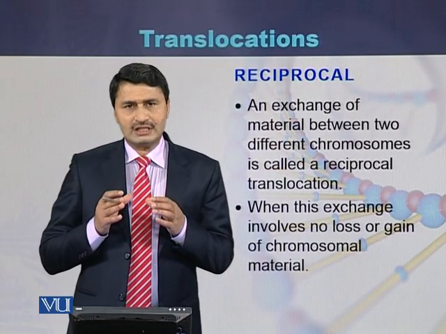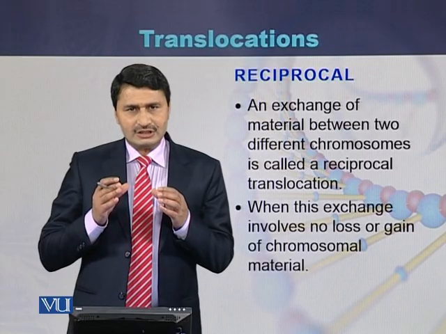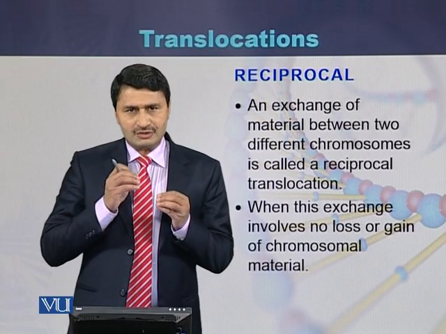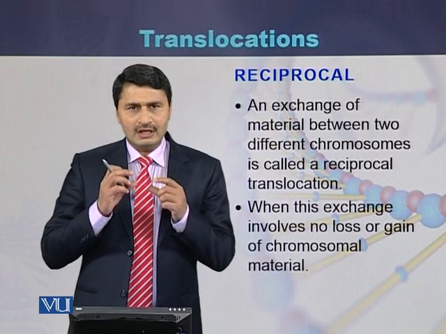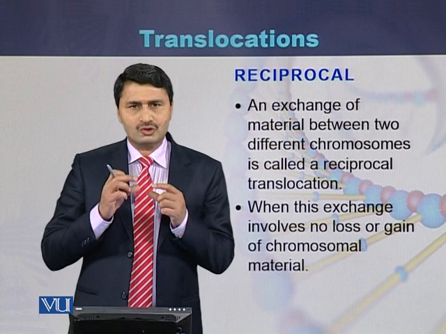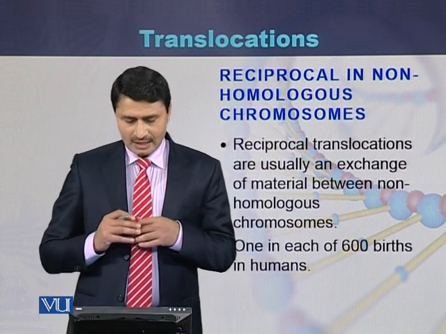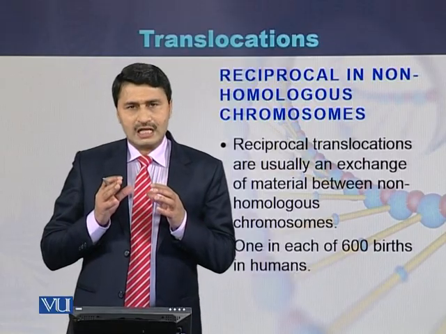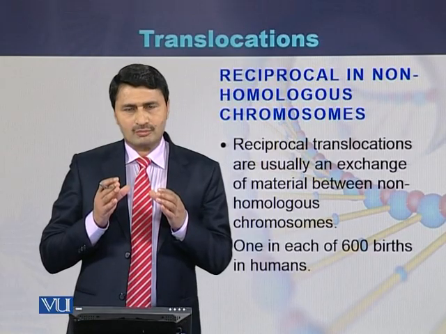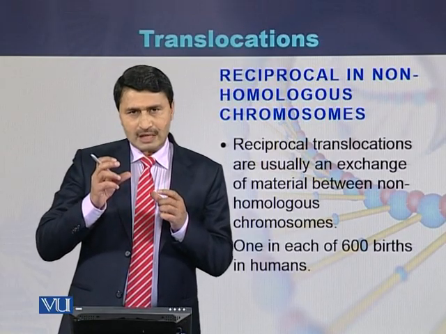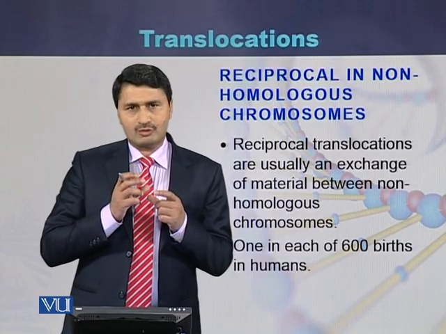Reciprocal translocation is a translocation in which the chromosomes exchange fragments from one chromosome to another chromosome, or between fragments of the same chromosome. Reciprocal translocation in homologous chromosomes: in the case of homologous chromosomes, they exchange a part or fragment of the chromosome with another chromosome.